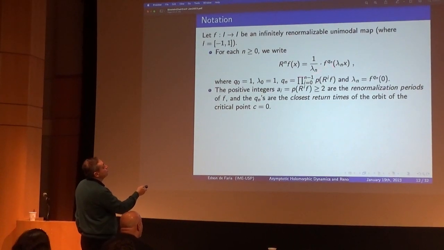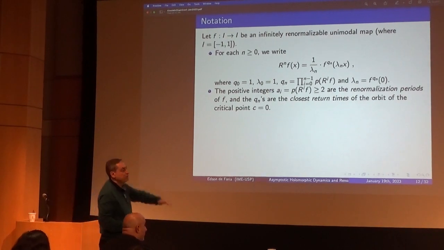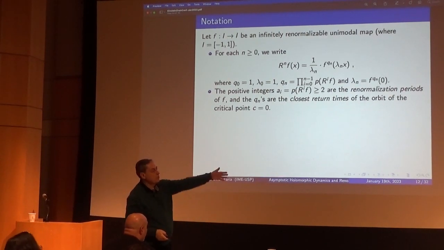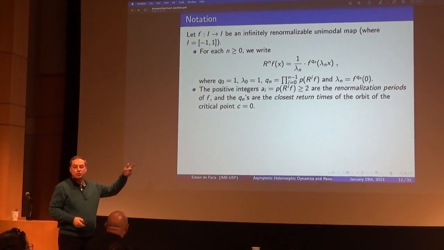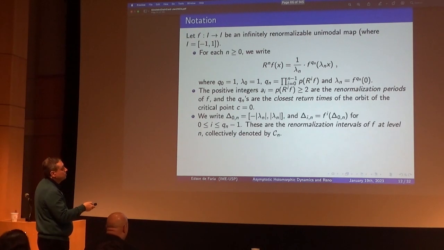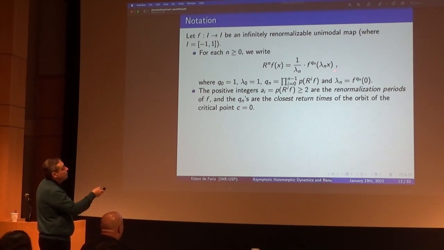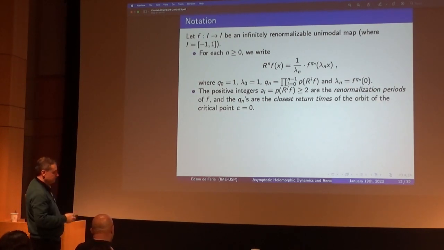Okay, so Qn is the product of the periods as you renormalize, okay? So if you renormalize 4 times in that picture, you're down to, I don't know, 16 intervals. So the corresponding Q is 16, okay? And the scaling factor is always the corresponding image of the critical point, okay?